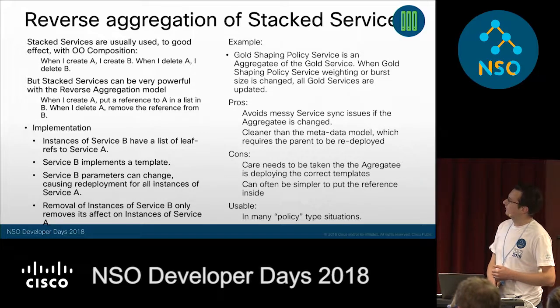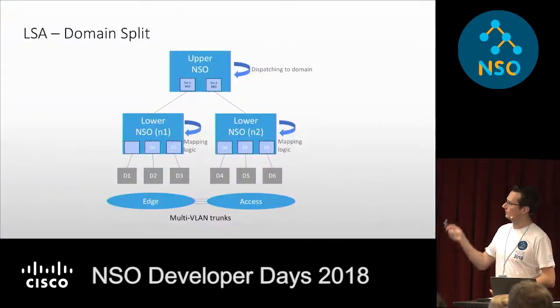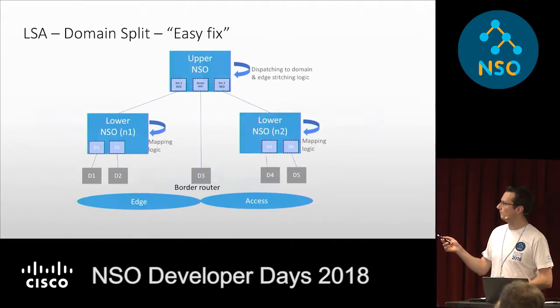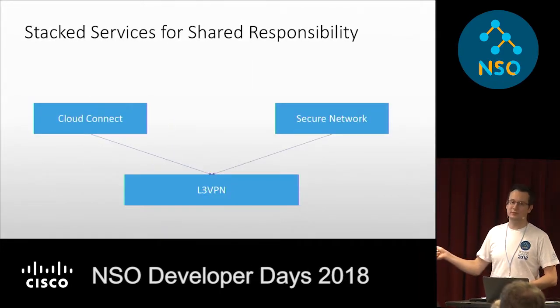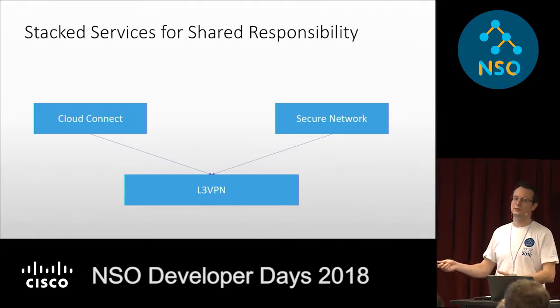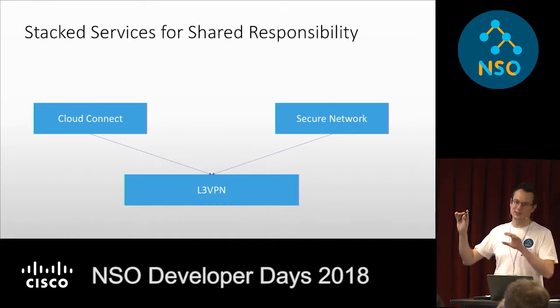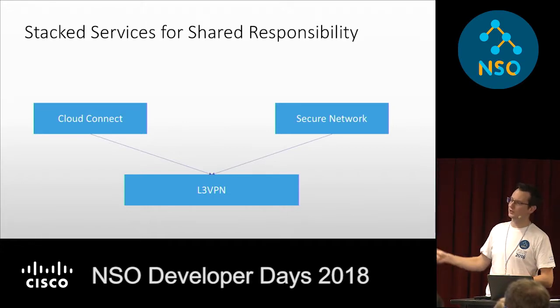Not these ones. Okay. Stacked services make sense. Shared responsibility, right? If you have a layer 3 VPN service and you've got two teams, one responsible for the Cloud Connect and another one responsible for secure network, it makes sense to split the package, do stacked services, to specialized services.